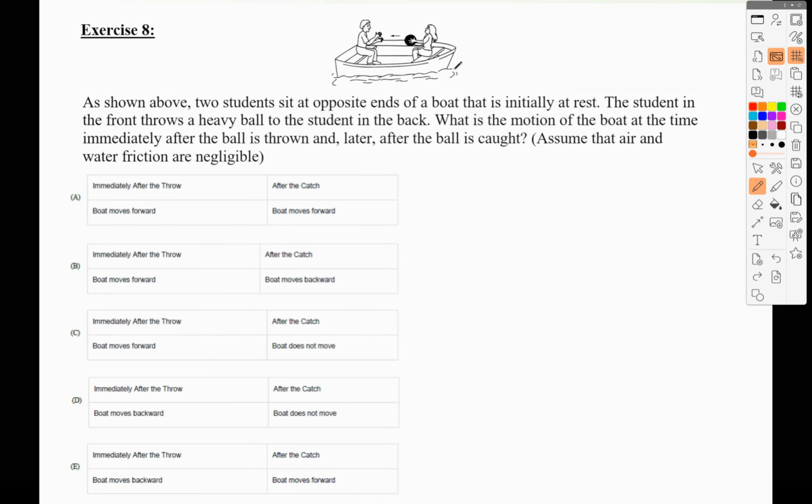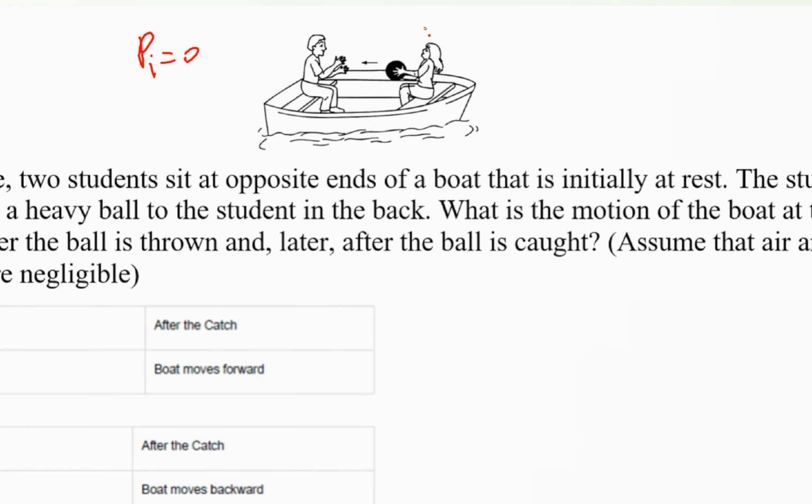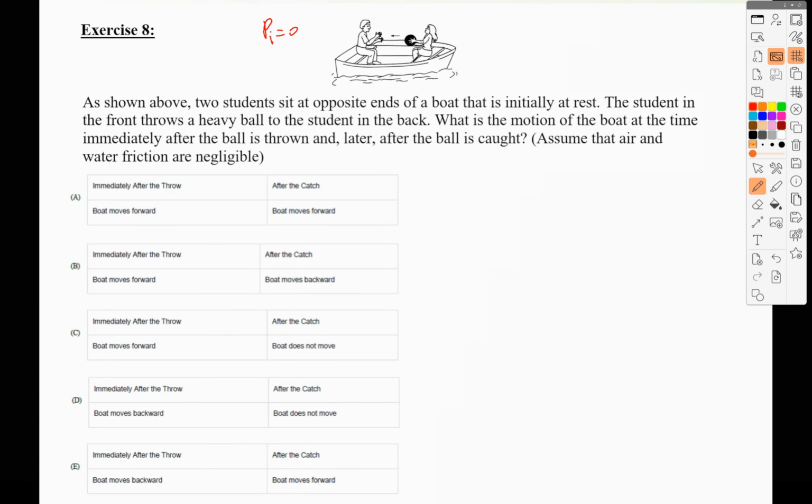Now the thing is that if the system is initially at rest, then the total linear momentum of the system should be 0. Now if the student in the front throws the heavy ball to the left, which means that this ball acquires a momentum to the left, then the system, which consists of the two students and the boat, should move to the right with a momentum exactly equal to this. Then immediately after the student in the front throws the ball backward, the boat should move to the right, which means forward, which means it's either A, B, or C.